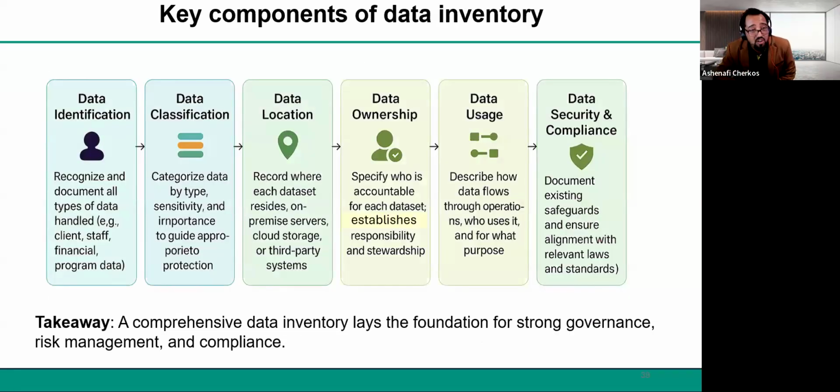So there are key components of data inventory. In order to apply data inventory, we need to go through those steps. A good data inventory has 6 components that help an organization clearly understand its data landscape: data identification, data classification, data location, data ownership, usage, and data security and compliance. A comprehensive data inventory lays the foundation for strong governance, risk management, and compliance. Together, all those 6 components strengthen trust, compliance, and data-driven decision-making. We will see each component one by one in the next slides.